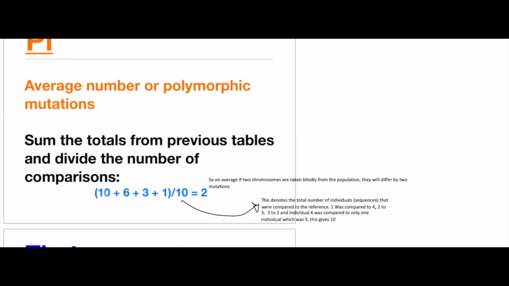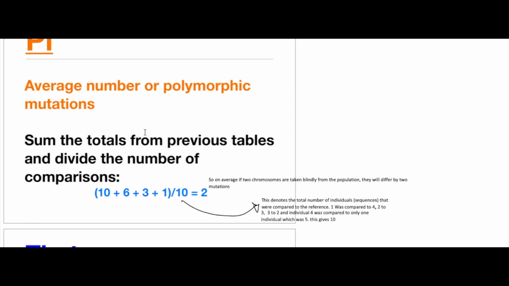So these are the totals from the previous table. We add them up, then we divide by 10. This 10 just denotes the total number of individual sequences that were compared to the reference. We know that in the first example, we used individual 1 as our reference, so we compared individual 1 to 4 individuals. 1 was compared to the second, 1 was compared to the third, 1 was compared to the fourth, and individual 1 was also compared to the fifth.